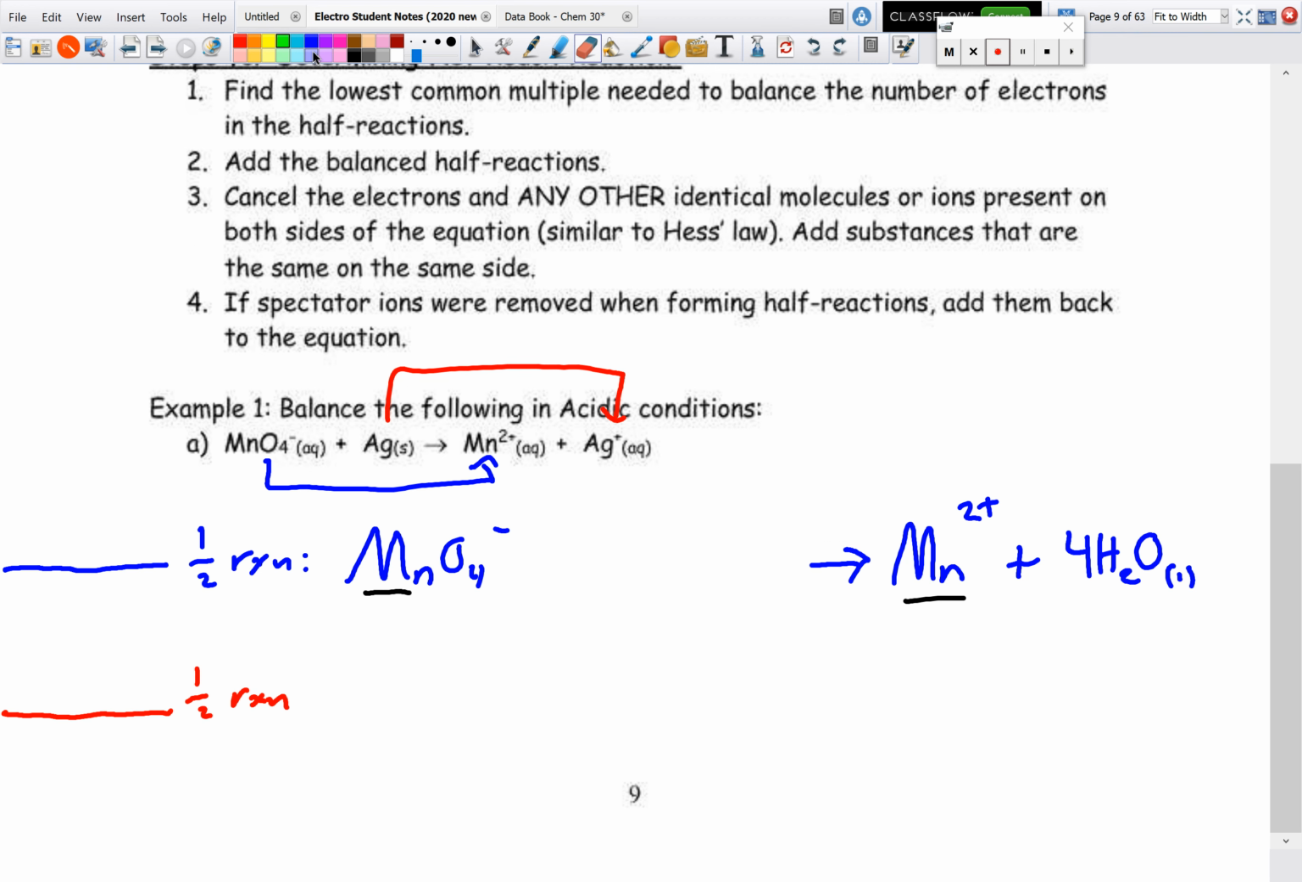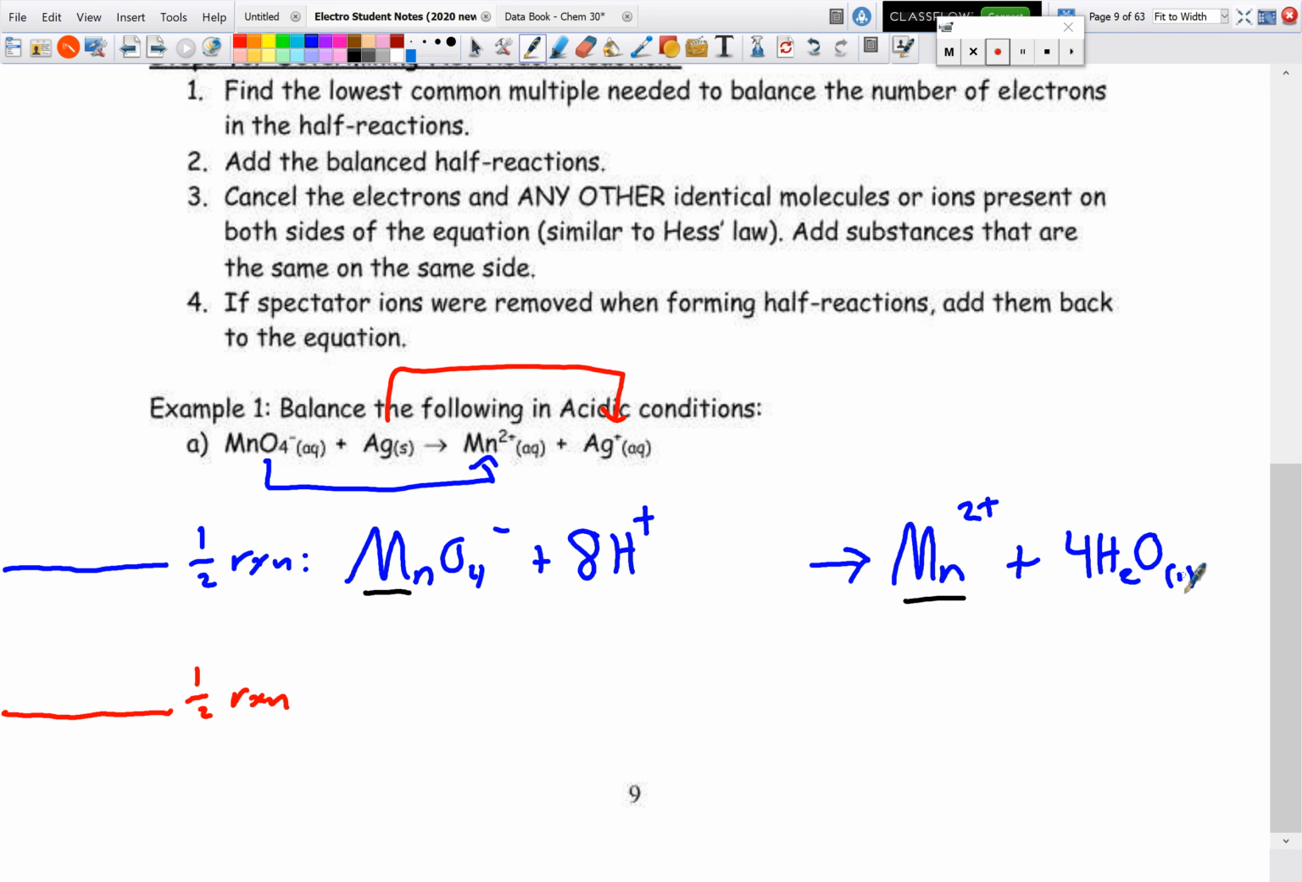So now when we are scanning, same thing over here, on our product side we have a grand total of 8 hydrogens because it's H2O and there's 4 of them, so we're going to have to add 8 hydrogen ions to the opposite side to balance out our hydrogen atoms. So our permanganates are balanced, our oxygens are balanced, and our hydrogens are balanced.